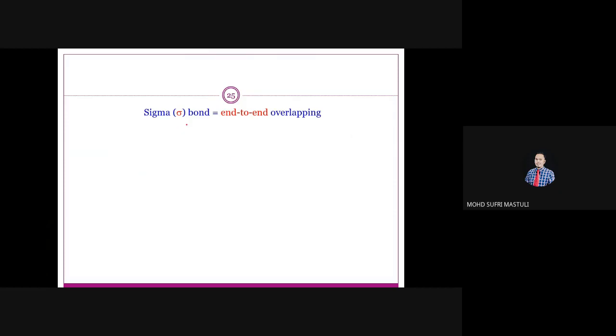A sigma bond can be formed using end-to-end overlapping. As we covered in the previous video, if we have s orbitals overlap each other, for example, this is the hydrogen molecule. One s overlaps one s, end to end, it becomes sigma. This one is a sigma because hydrogen has single bonding.